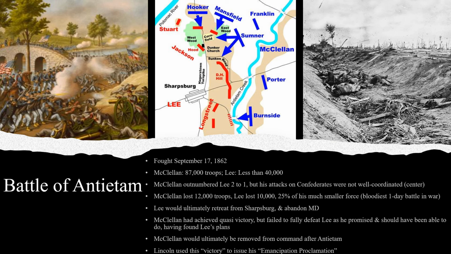The Battle of Antietam was the bloodiest single-day battle of the Civil War. Although it was not a strong Union victory, the Battle of Antietam and Lee's subsequent retreat from Maryland convinced President Lincoln to release the Emancipation Proclamation of September 22, 1862.